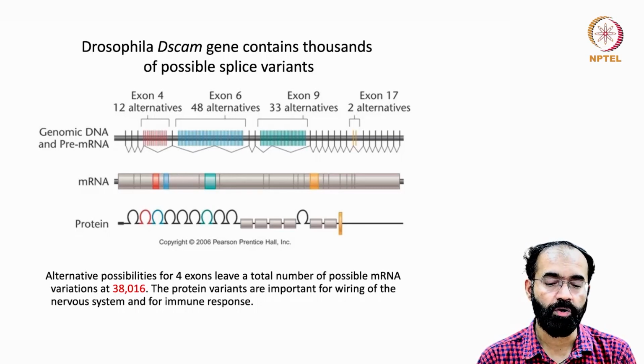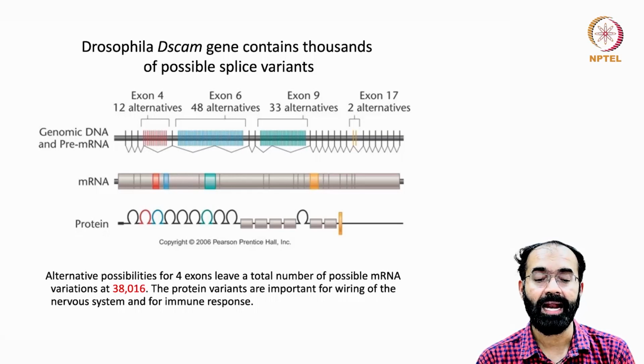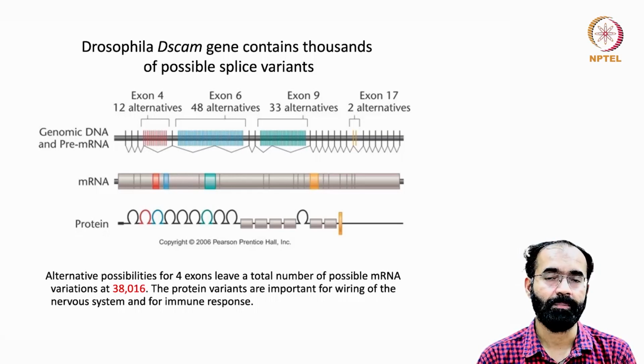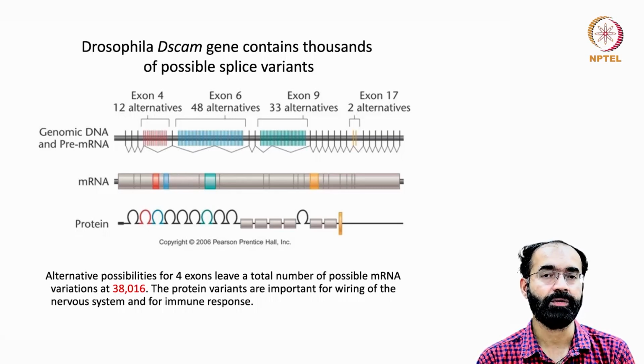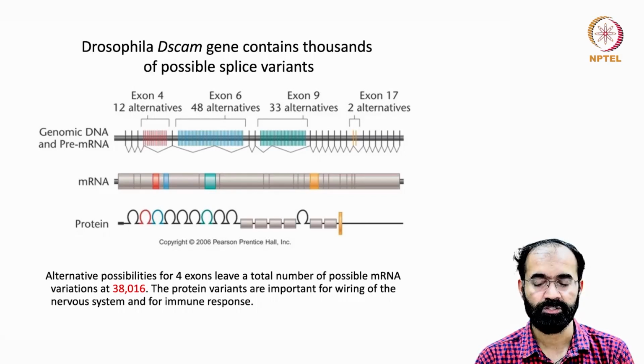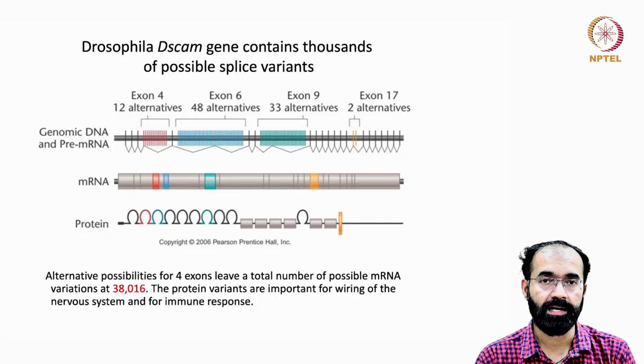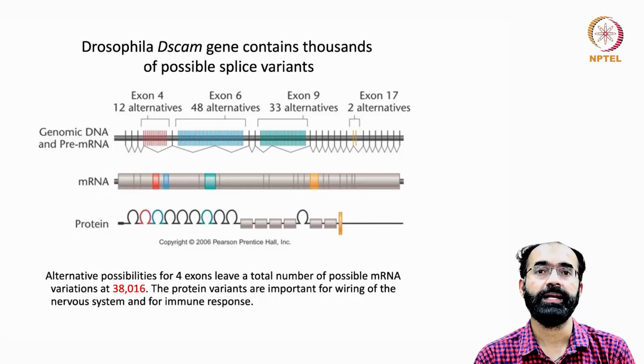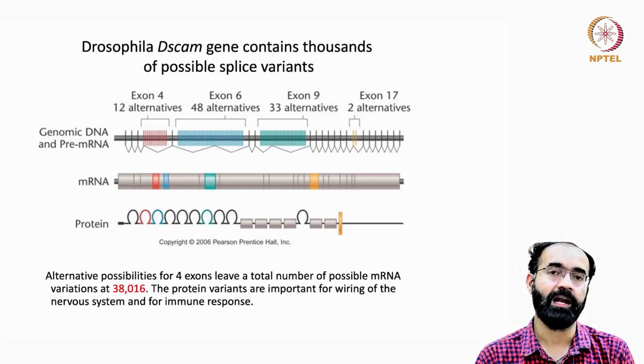The protein variants are important for wiring the nervous system and for immune response. So during the development of a complex organism like human, you can imagine how much variety of proteins will be needed, if the nervous system of Drosophila requires the cell adhesion molecule DSCAM in around 38,000 different varieties. So it is just a question of being detected. It is not a question of if. No question exists that alternative splicing is a method of introducing complexity in humans. It is just a question of how many and when these are alternatively spliced.